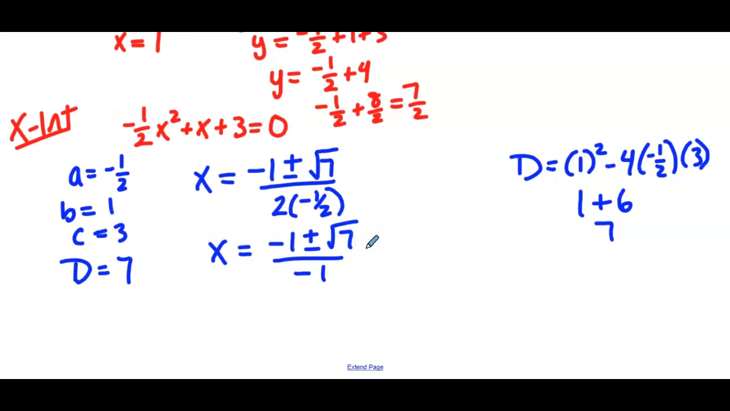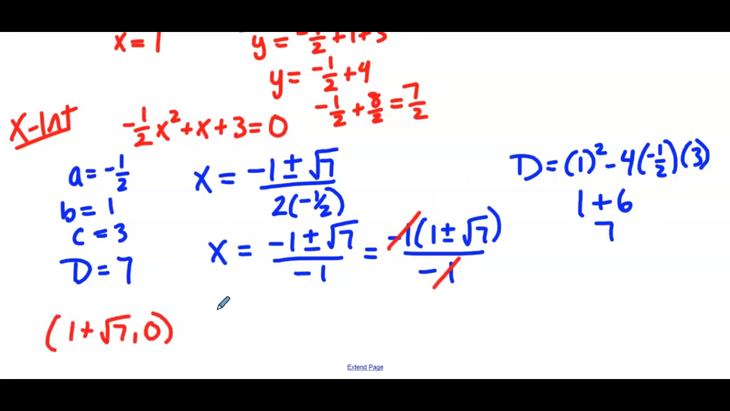Now we can factor out a negative 1 in the numerator so that it simplifies with that denominator, and that would leave us with positive 1, still plus or minus. Technically it would be minus plus, but we don't have to change how it looks, right? Because the positive would become negative, the negative would become positive, so minus plus plus minus. Divide by negative 1, negative 1 simplify. So that means our x-intercepts are 1 plus the square root of 7, 0, and 1 minus the square root of 7, 0.